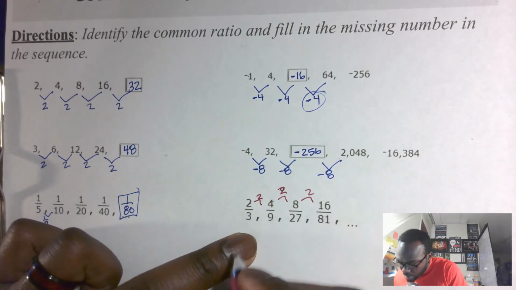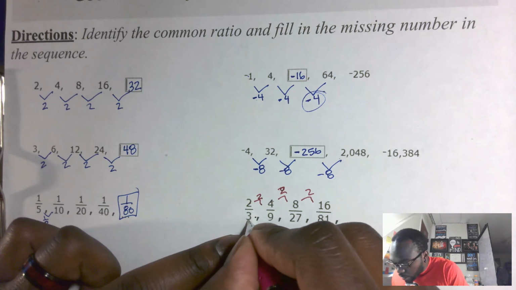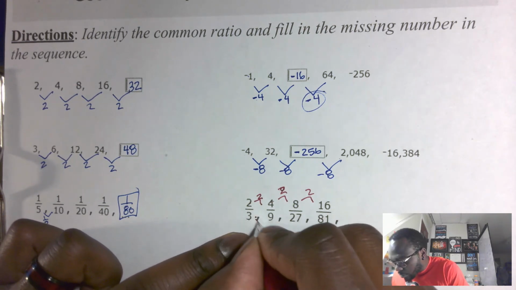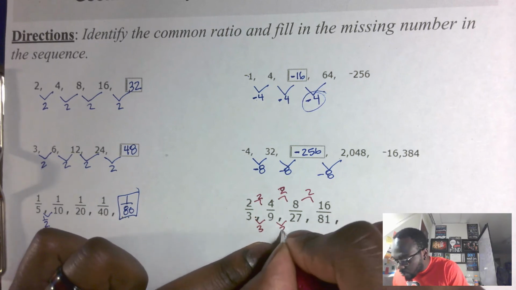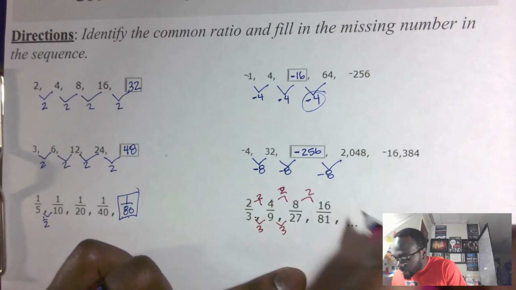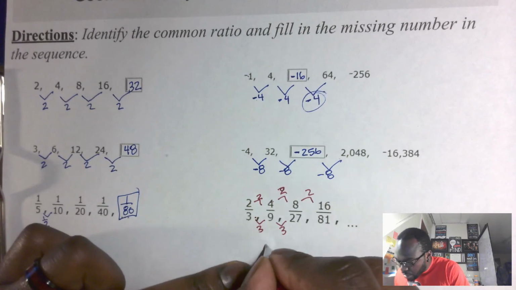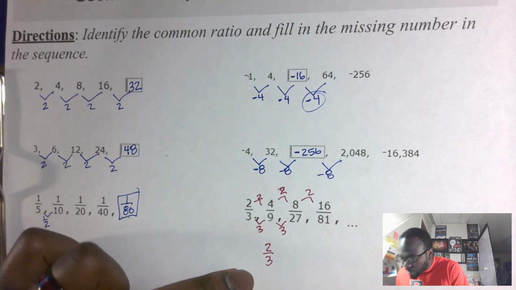What is my denominator changing by? Oh, what? 3 times what gives me 9? 3 times 3 gives me 9. 9 times what gives me 27? 9 times 3 gives me 27. So I realize that my common ratio here is going to be 2/3, right?